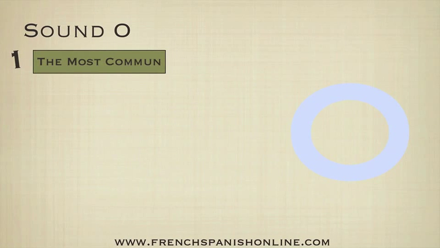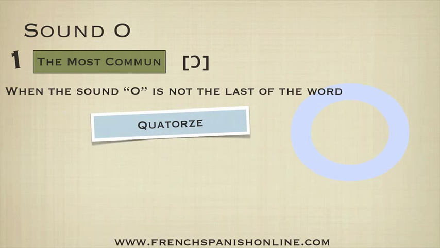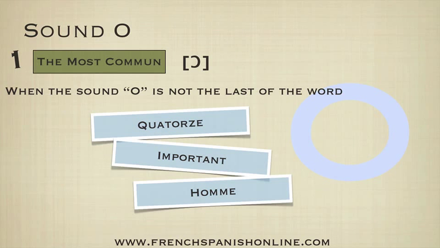For the most common, the first O, written this way. When the sound O is not the last of the word, we use this sound. For example, to say 14, we say 14 with the sound A, 14. Important. Again, homme, homme, we have this sound A. And the city of Italy, the capital, is Rome, the same A for these four words.